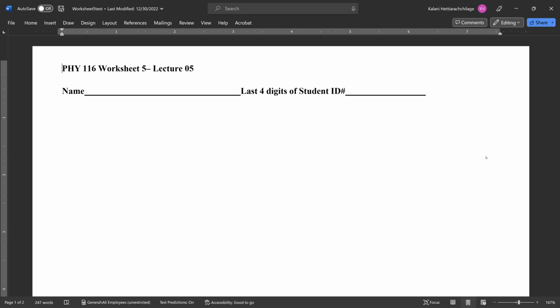Okay, let's move into worksheet number 5 from lecture number 5. In lecture number 5, we mainly discussed centripetal force, right?